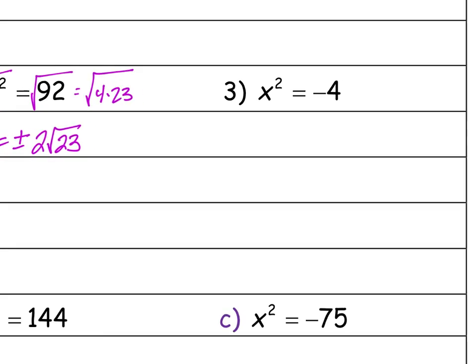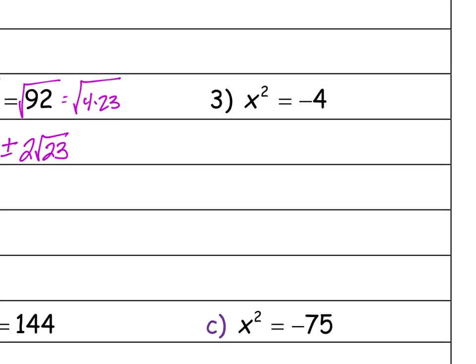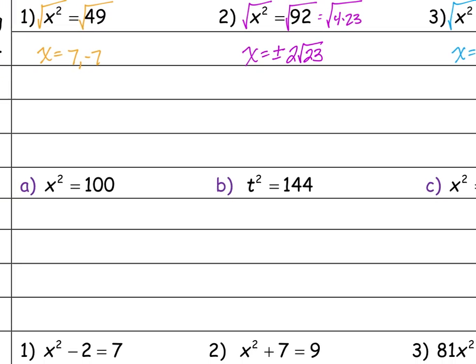And then we've got the last one here. Again, I've got a square root, right? So I'm going to do square root. X is going to equal plus or minus 2i. Very good. There's an i because there's a negative inside my square root. Good job. Okay, now you guys do the next 3.